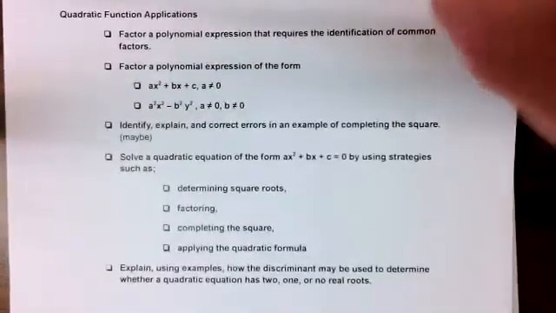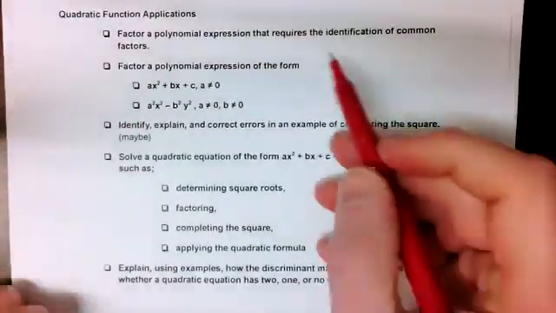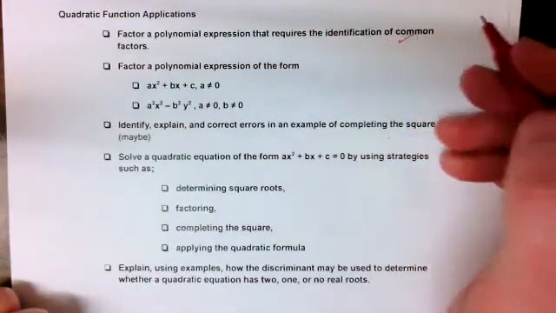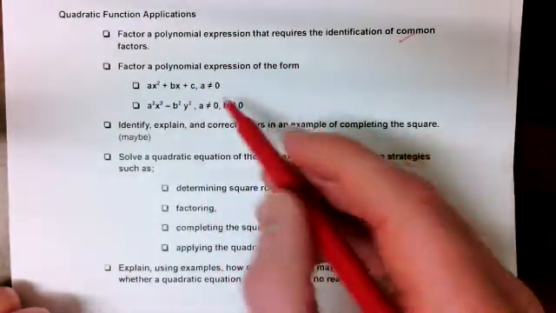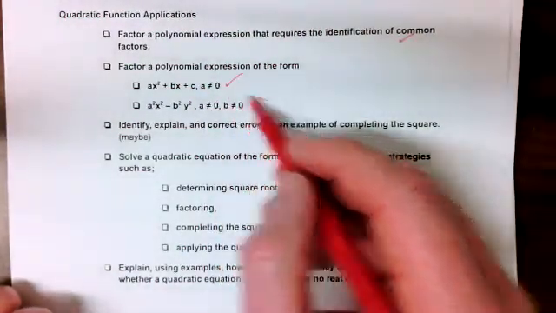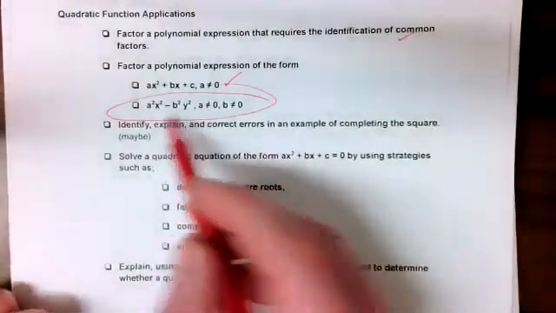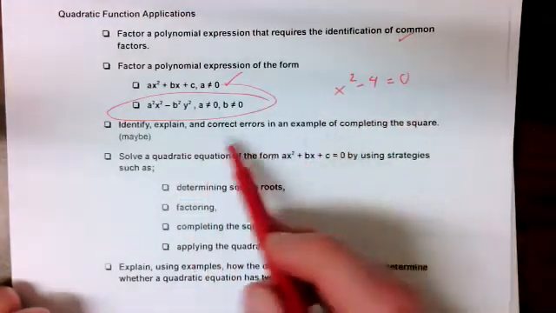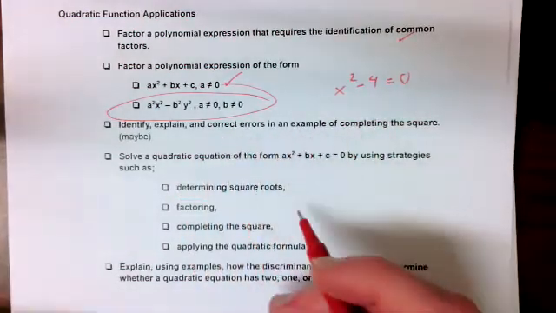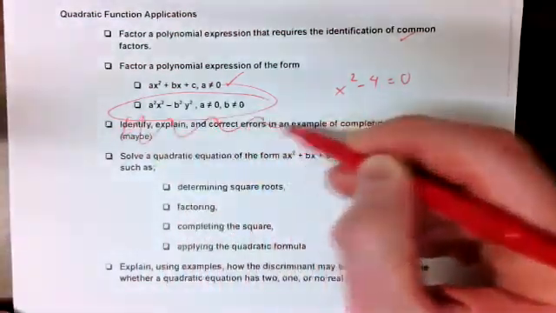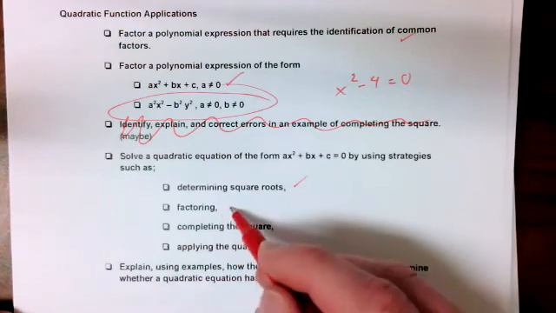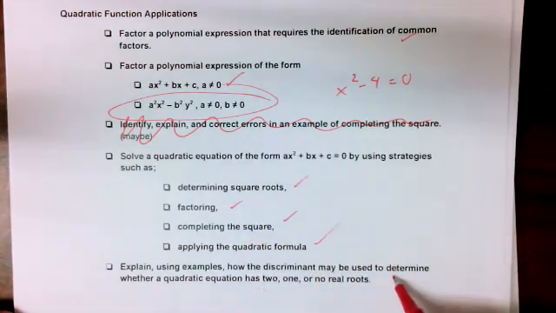Well, if you're looking at this, it's going to be a bit tweaked. Might as well cover this real quick. Factor polynomial. This is not a main outcome, but you're going to have to know how to do that. Factor polynomial with the expression. This is a maybe. This is a difference of squares, like x squared minus 4 equals 0. Correct examples or correct errors in an example of completing the square. I don't see that happening. Solve determining roots, factoring, completing square. All that.